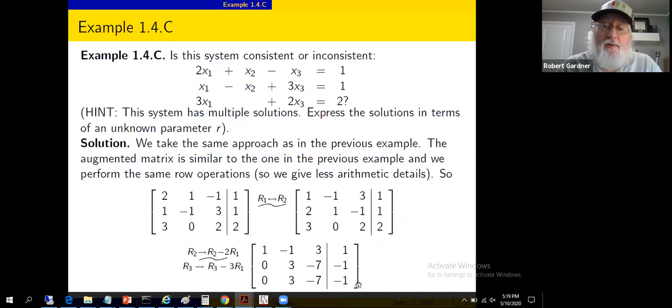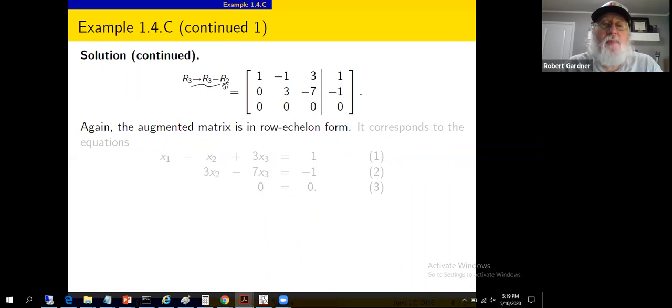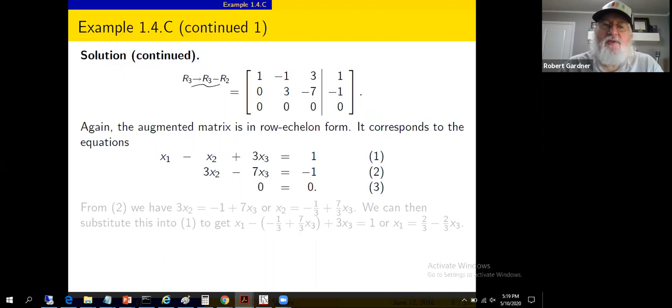So take row three minus row two. Okay, actually get a whole row of zeros. It's at the bottom. So this augmented matrix is in row echelon form, meaning, with this approach of back substitution, that's about as far as we can go. So we'll have something a little better than this very shortly.